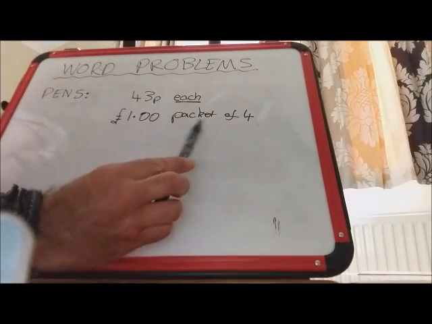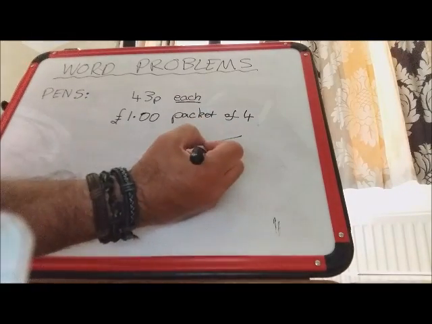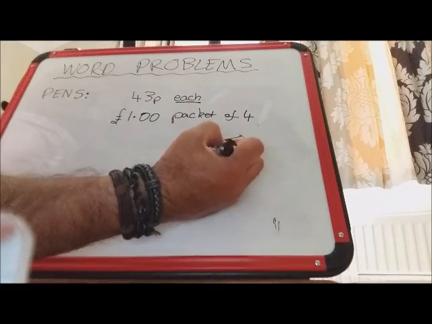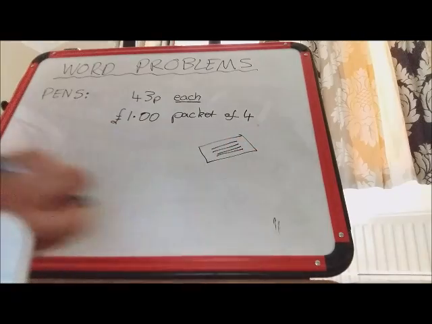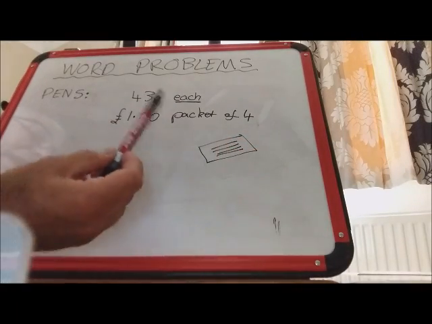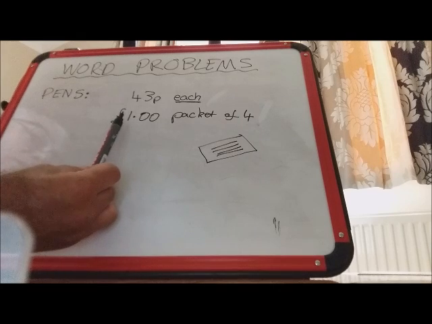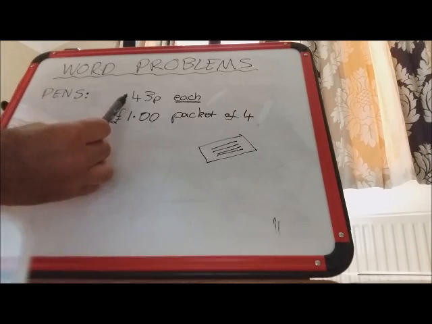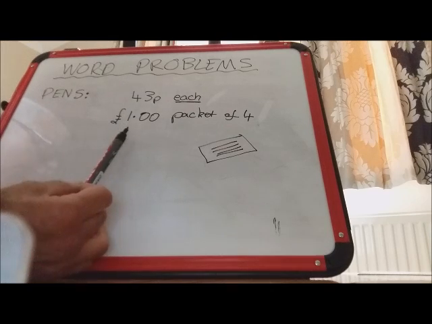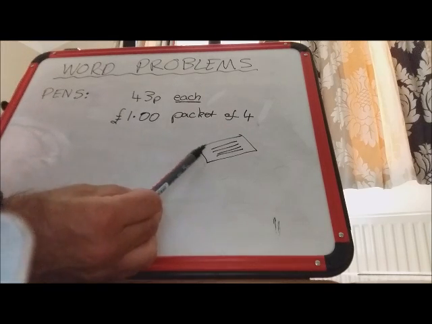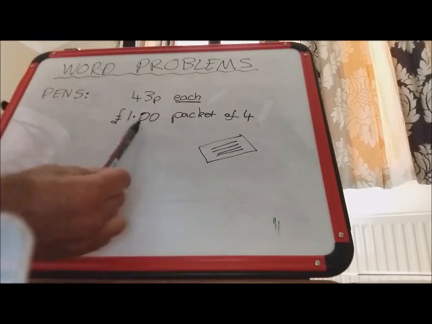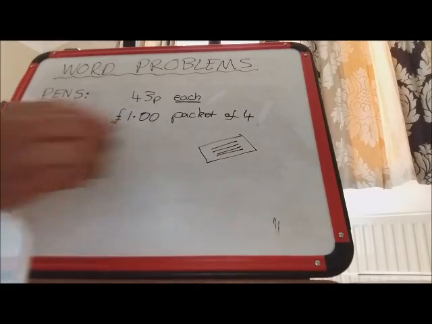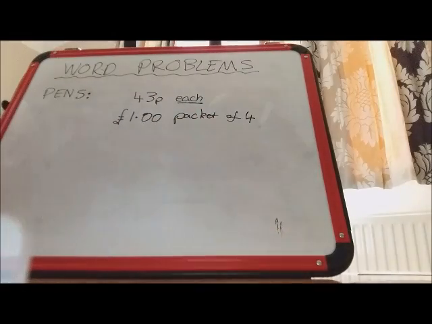Or they come in a packet of 4, wrapped up, with 1, 2, 3, 4 pens together, and the packet of 4 costs £1. You're probably thinking, well, that's not 4 times 43p. But usually when you go to the shop, the more you buy, the cheaper they are. So that explains that. These questions are usually in about 3 different parts, and they get harder as we go along.